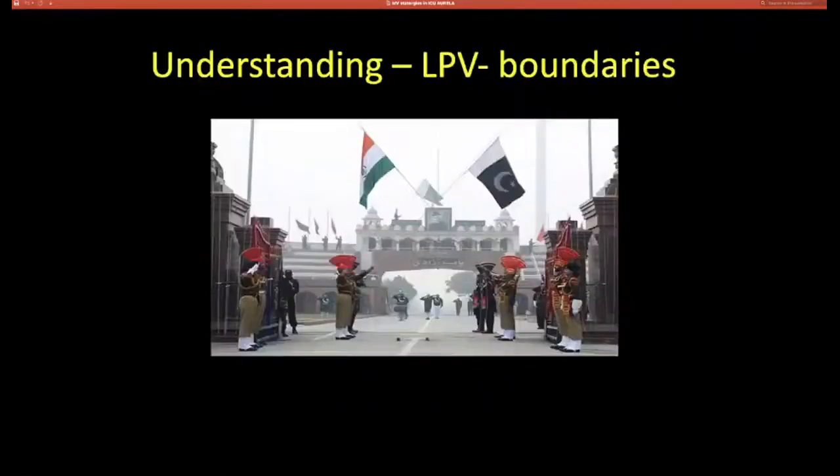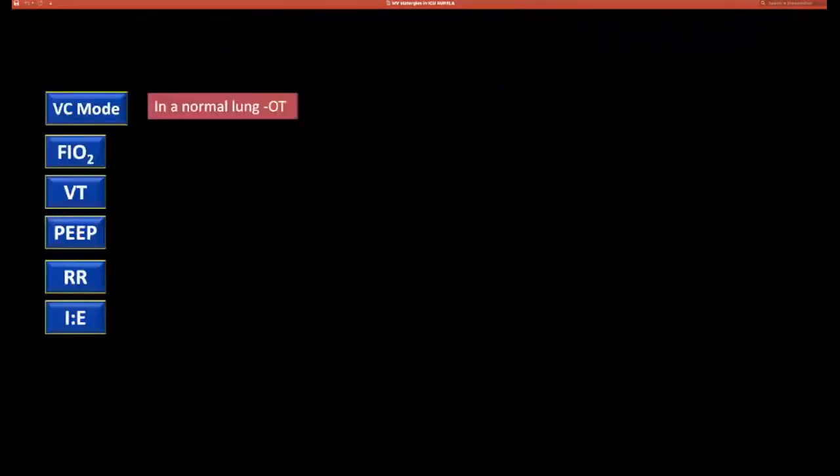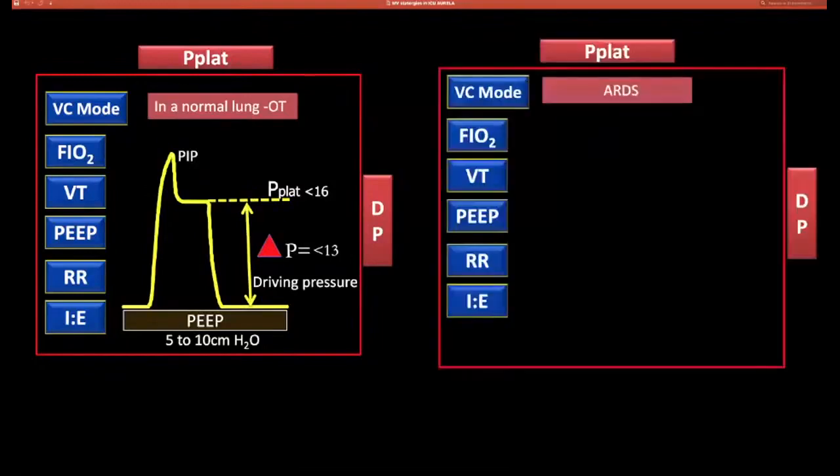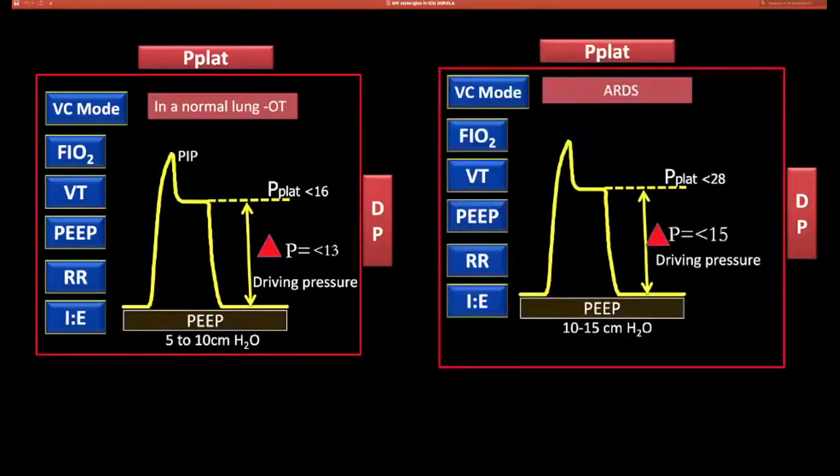So, understanding the lung protective ventilation boundaries. In a normal lung, these are the boundaries: a P-flat of less than 16, a driving pressure of less than 13, a PEEP of 5 to 10, and PIP generally around 20. Whereas in the ARDS patient, the P-flat should be less than 28, a driving pressure of less than 15, and a PEEP of 10 to 15. Even in rare cases, we go up to 20 centimeters.